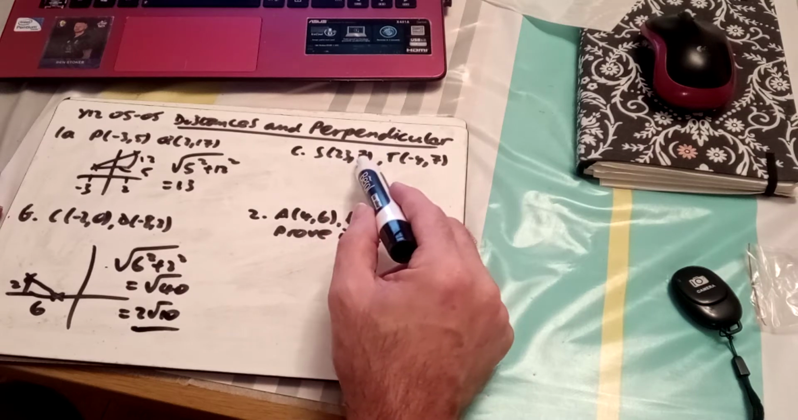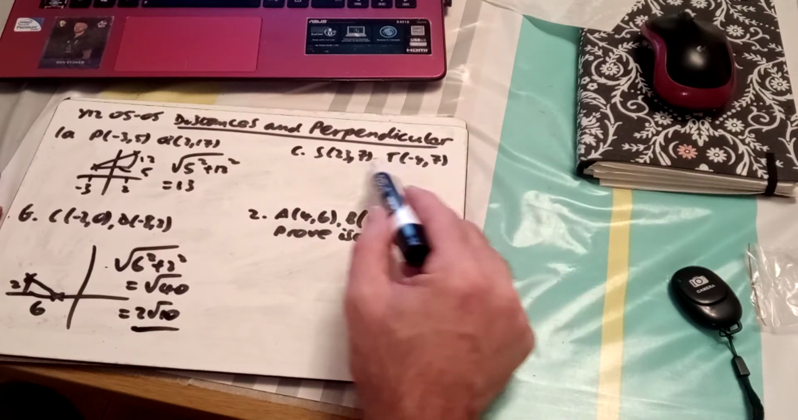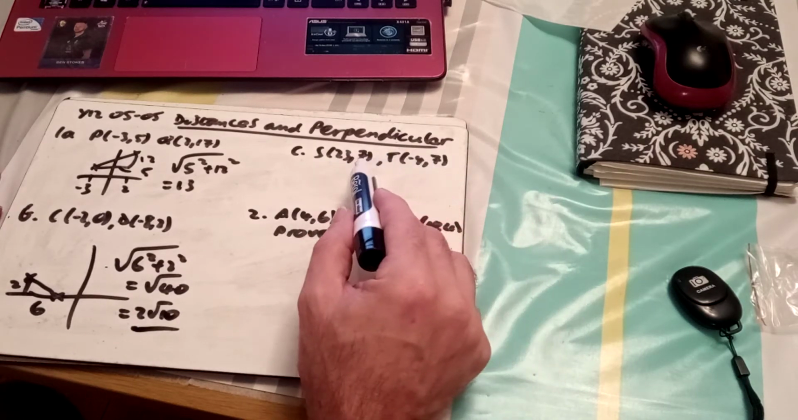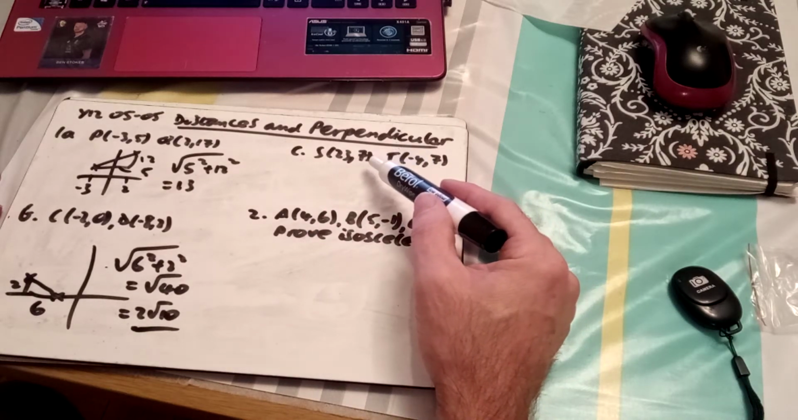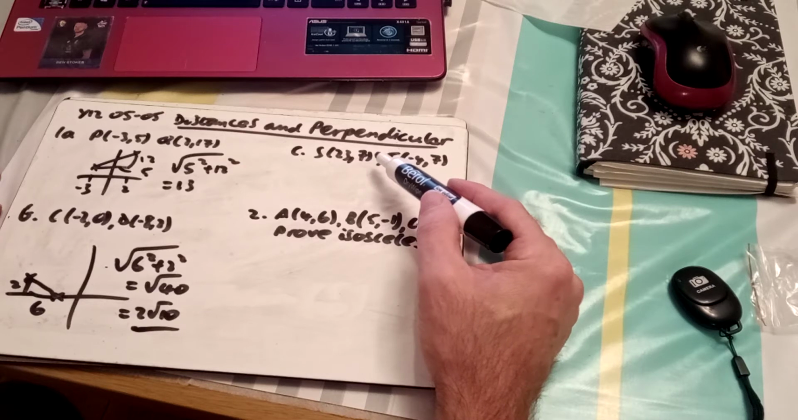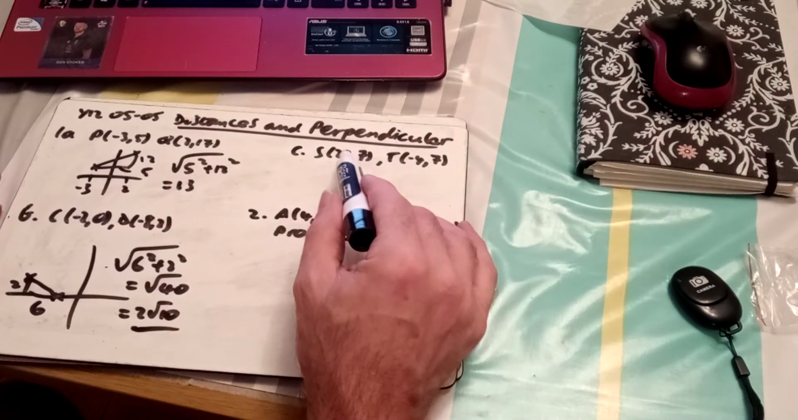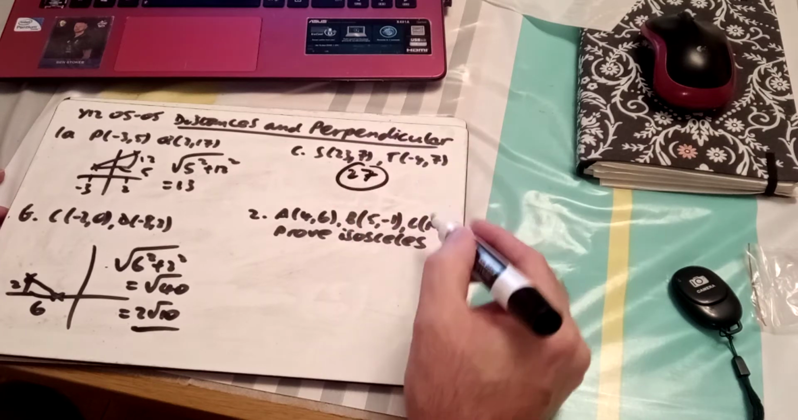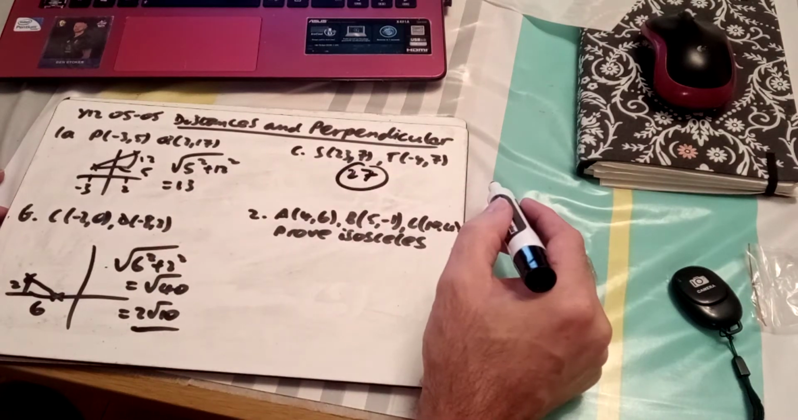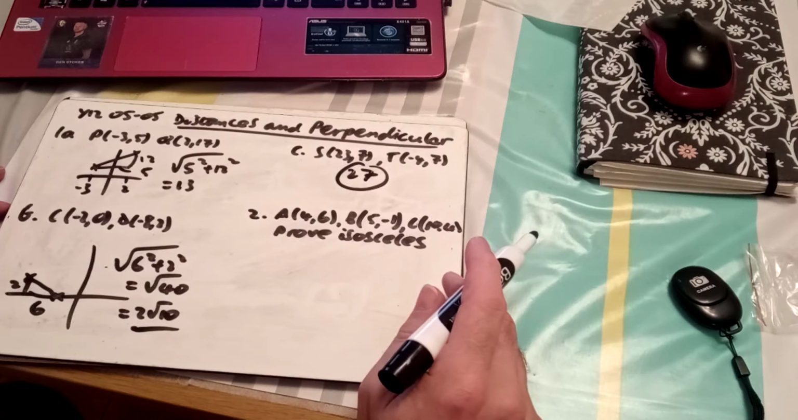C, really straightforward. S is the point (23, 7) and T is the point (-4, 7). So in this case, because the y is 7 all the time, it's a horizontal line. So all I need to do is find the distance from 23 to -4, so it's just 27. From -4 to 23, 27.